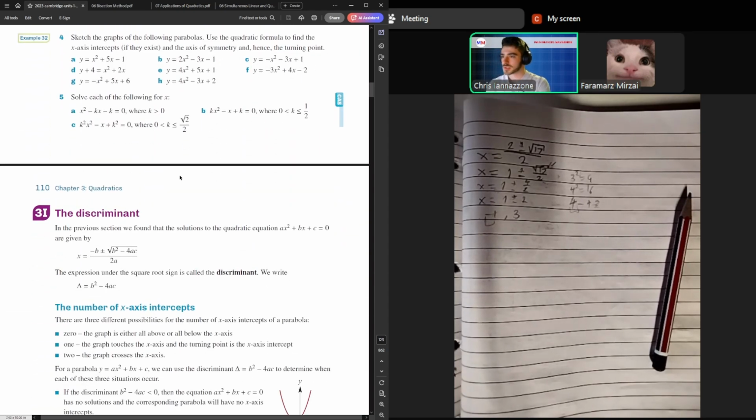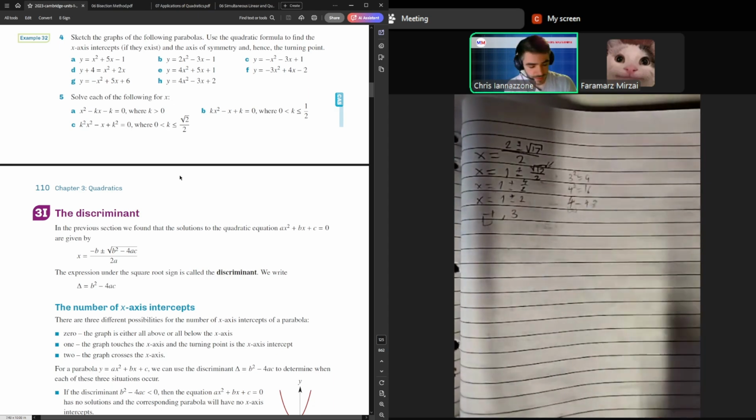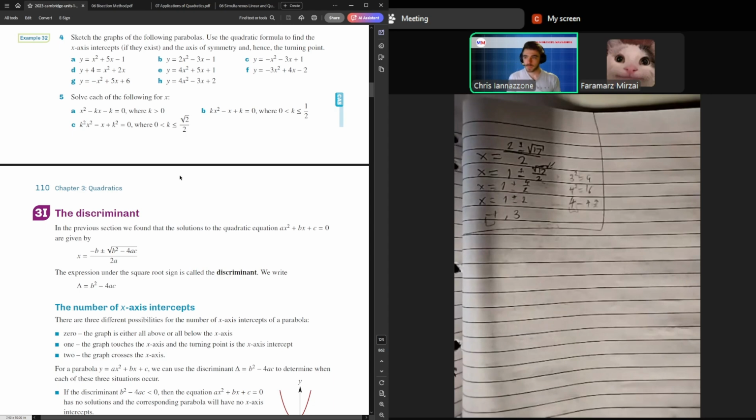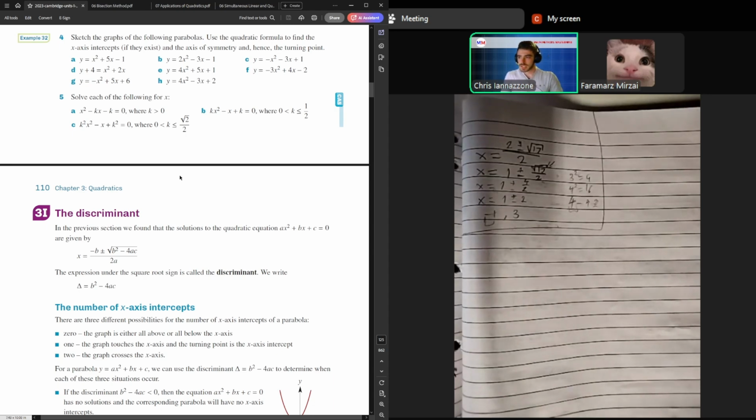Okay. Well, there's a lot in question 4. I'm guessing the whole thing is a bit iffy for you. Yeah. Okay, that's fine. So it says sketching these parabolas. Specifically, it wants you to use the quadratic formula to find the x-intercepts and the axis of symmetry to find the turning point. So it's just using your understanding of the quadratic formula and the axis of symmetry equation to get the key features of a parabola. When you sketch a parabola, what key features do you need to know?